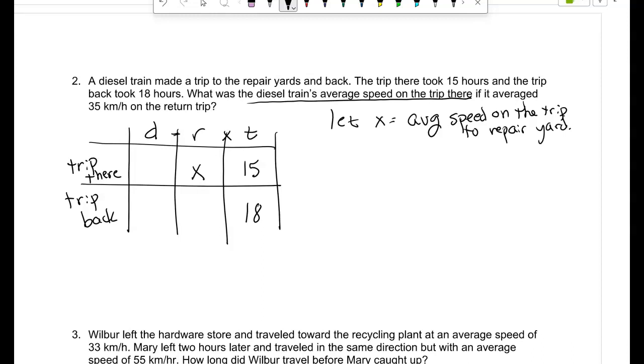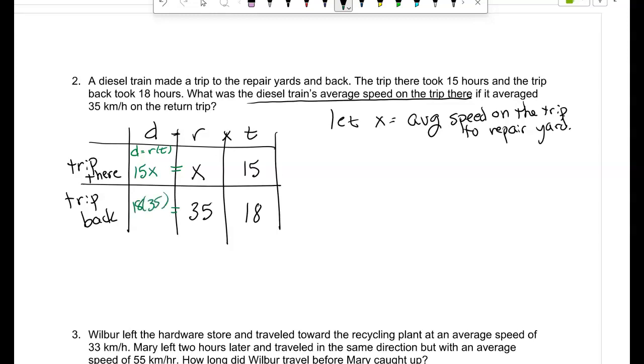All right. Did I have any other information in that? Yeah, we know the average speed on the return. Which goes where? Right underneath the x, right? It's how far? 35. Guys, what got left this time? Oh, our distance got left. How do we find distance? Oh, so distance just equals rate times what? Time. So what's my distance for this one? 15 times what?